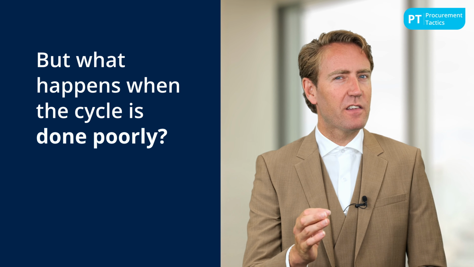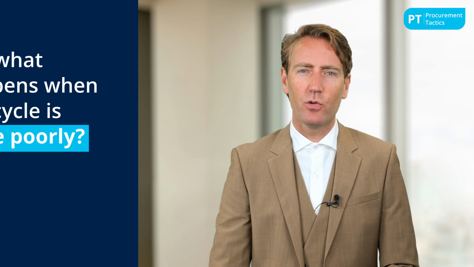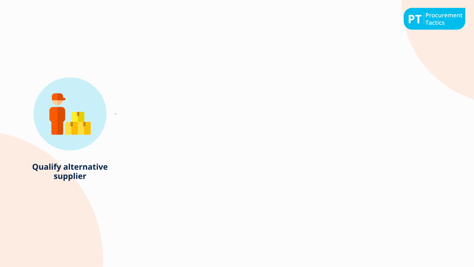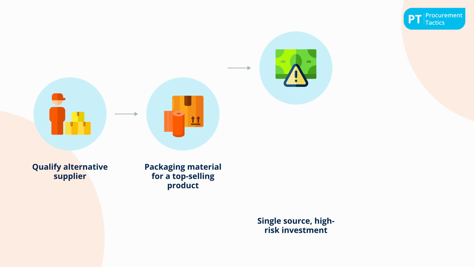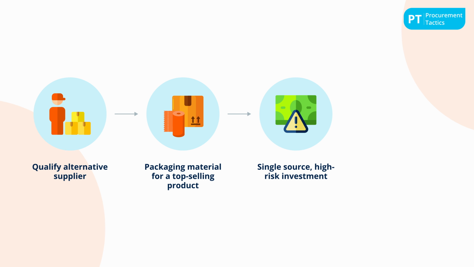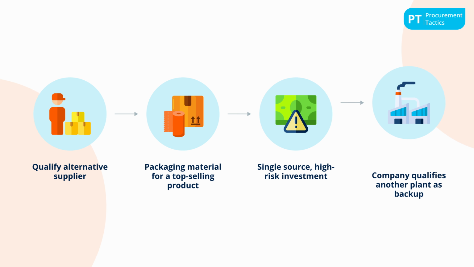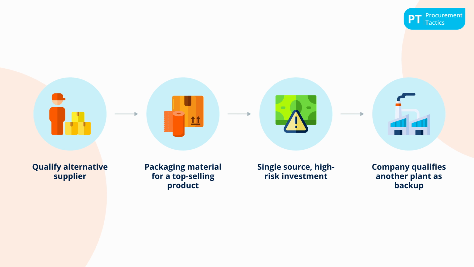But what happens if the cycle is done poorly? Let's look at an example where things didn't go as planned. A manufacturing company had a project to qualify an alternative supplier for a critical packaging material used in a top-selling food product. This material originated from a single source with patented technology, making it a high-risk investment. The company decided to qualify another plant as a backup.